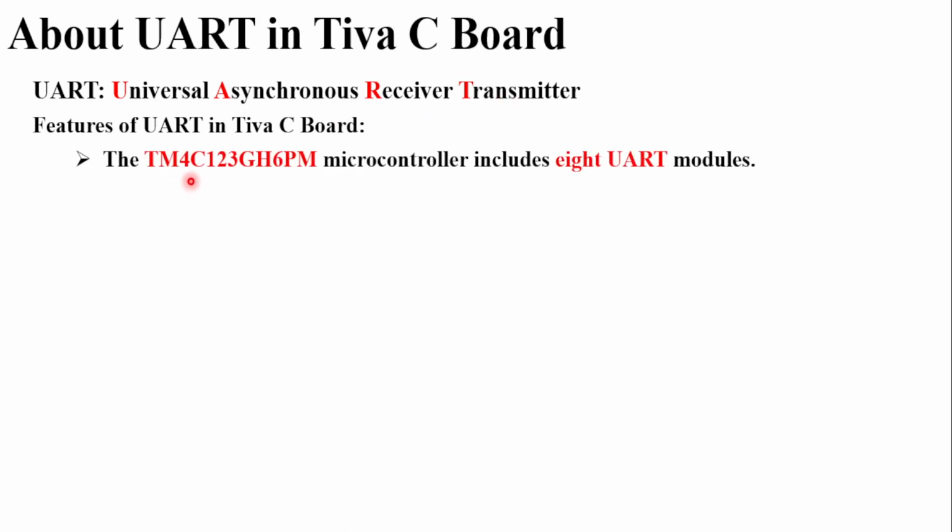So first of all, the microcontroller TM4C123GH6PM, which is present in the TIVA C board, generally has 8 UART modules. So we can communicate with 8 different peripherals using the UART modules present in the TIVA C board.